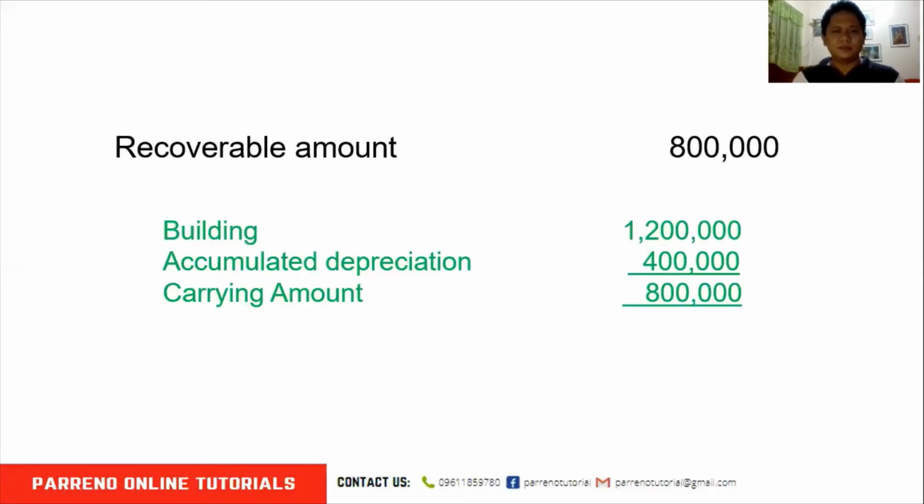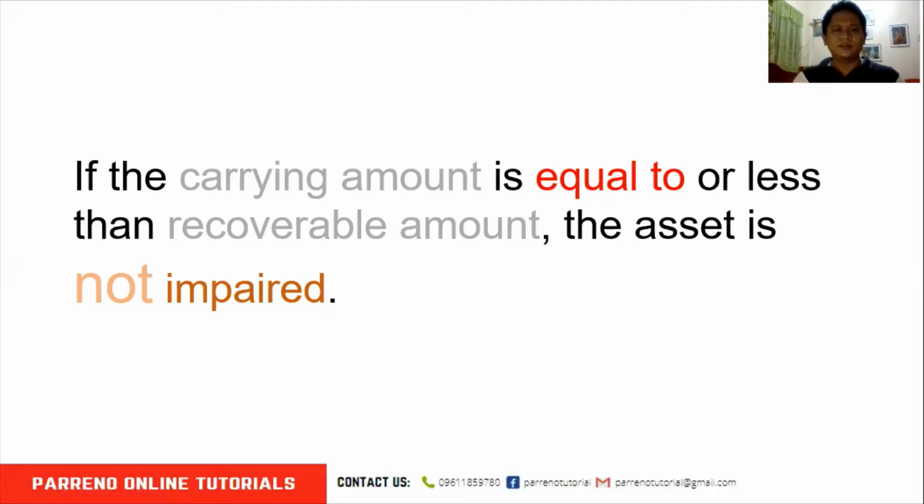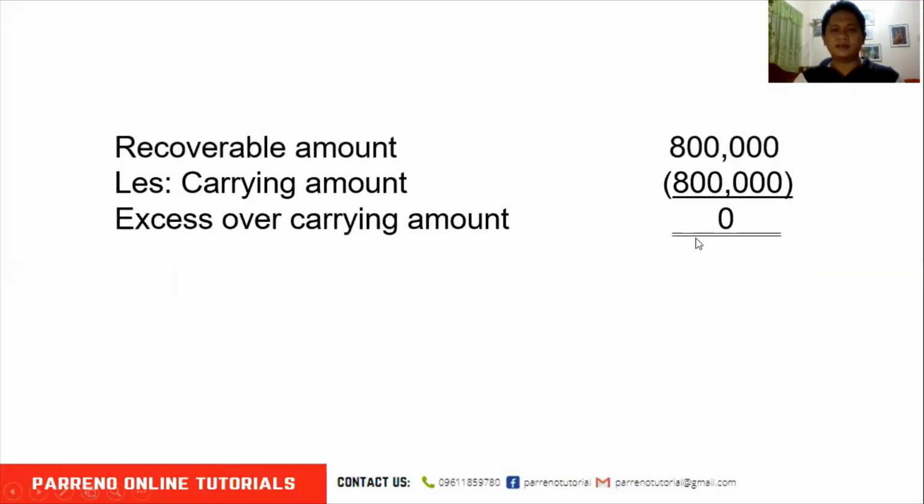Then the building: the cost of the building less accumulated depreciation of 400,000. So the carrying amount, or the book value, is 800,000. So we compare these two. The recoverable amount is equal to the carrying amount. So based on the rule, if the carrying amount is equal to or less than the recoverable amount, the asset is not impaired, since recoverable and carrying are equal.